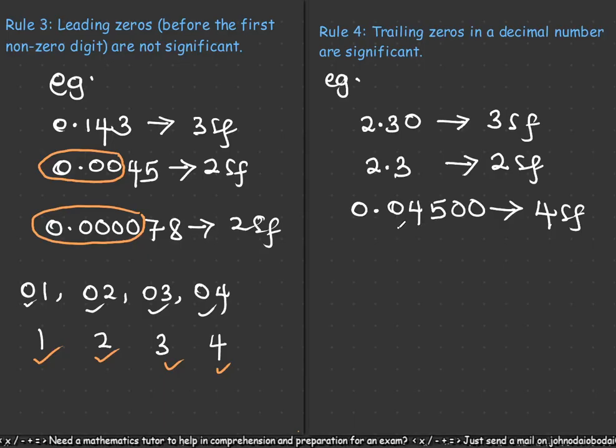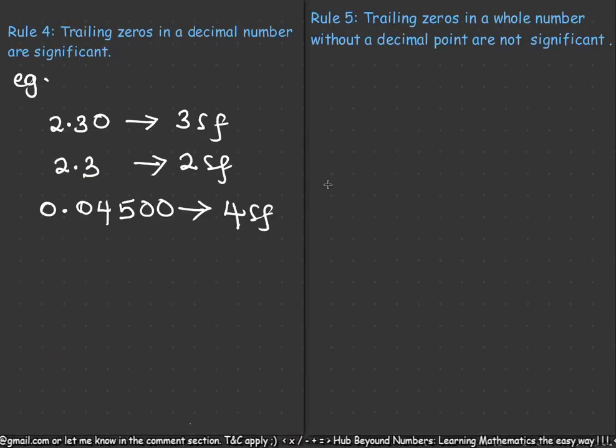You see? Okay. Now, on the other hand, what if we have numbers that are not decimals, but they're actually whole numbers? Whole numbers. Are their trailing zeros significant? Let's look at the rule that applies to that. So looking at this last and very important rule, it says trailing zeros in a whole number without a decimal point are not significant. Take note, trailing zeros in a whole number without a decimal point are not significant.